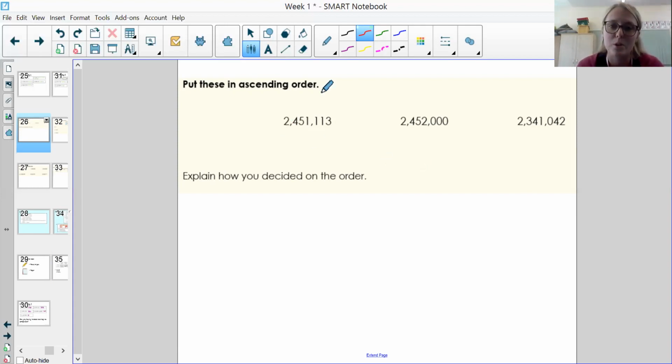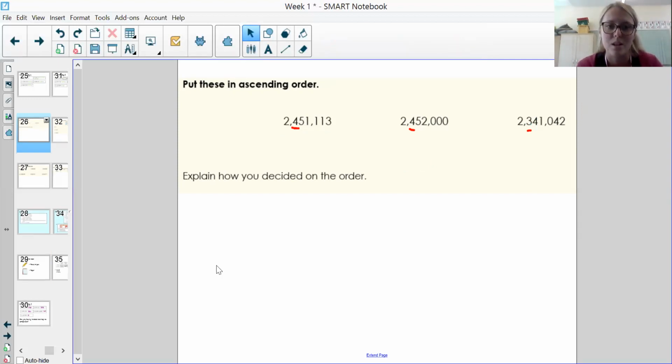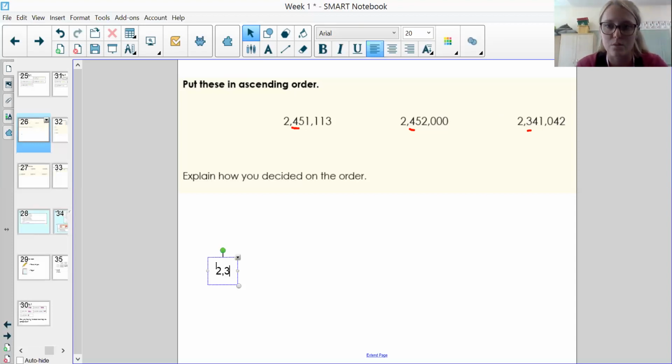Okay, so I'm going to move on to the 100,000s. So if I look at the 100,000s digit, we've got 400,000s in these 2 numbers, but in this one, we've only got 300,000. So this tells me that this one is my smallest number. So that's going to be my first one. So I've got 2,341,042. Okay, so that is my first number.